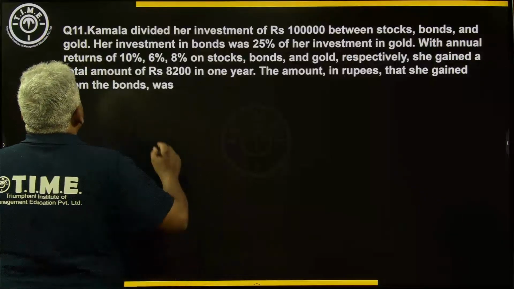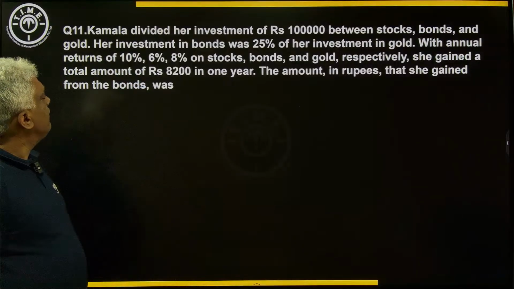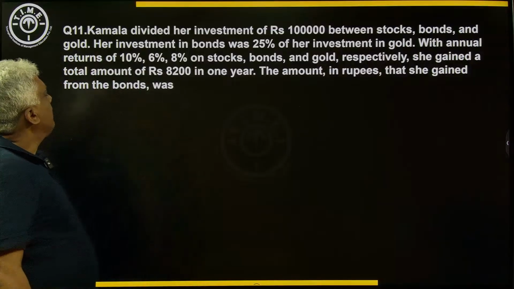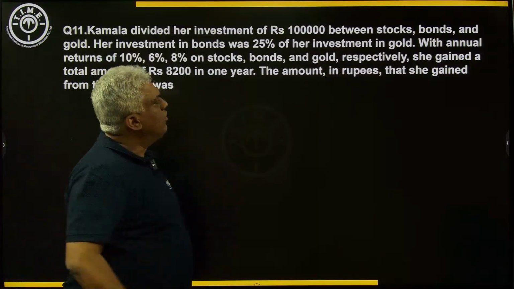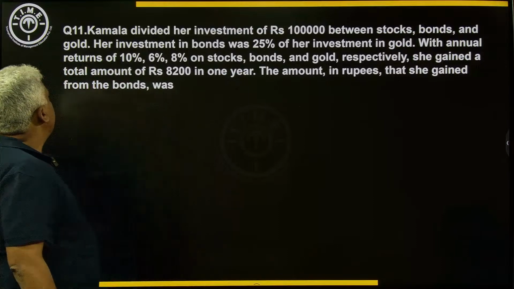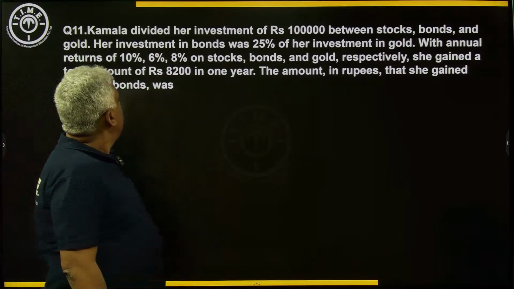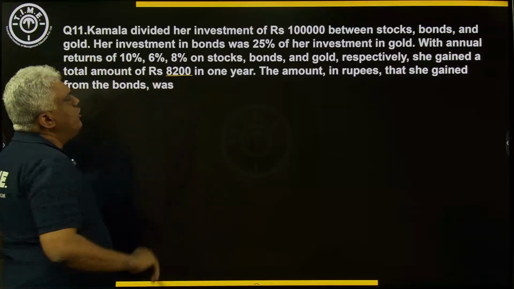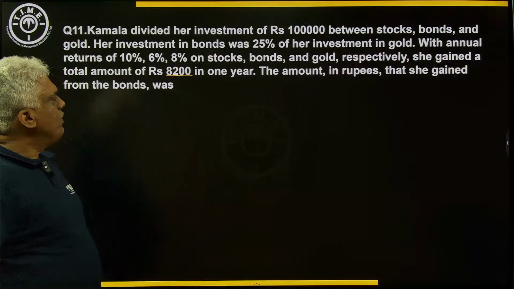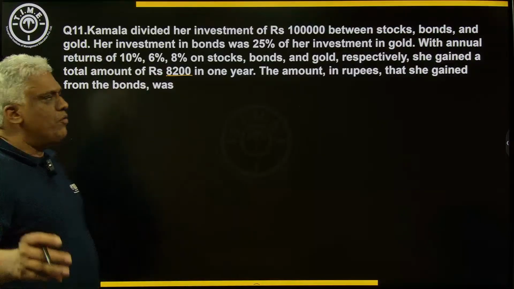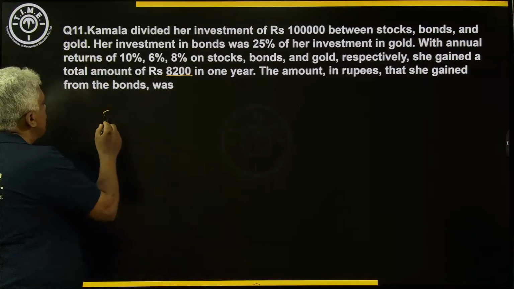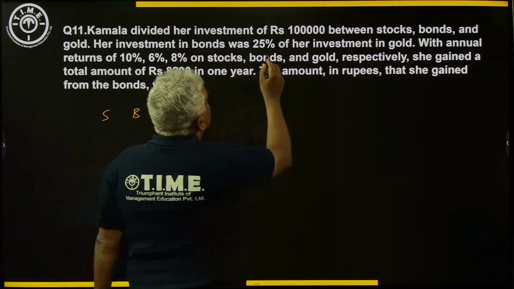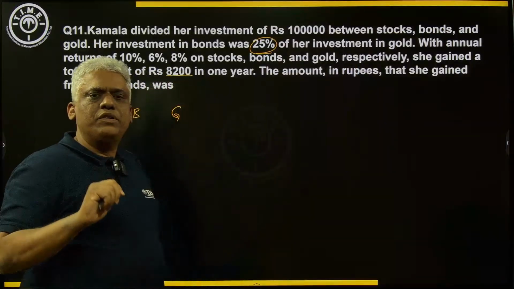So this question is: Kamla divided her investment of 1 lakh rupees between stocks, bonds, and gold. Her investment in bond was 25% of her investment in gold, with the annual return of 10%, 6%, 8% on stock, bond, and gold respectively. She gained a total of 8,200 in 1 year. The amount in rupees she gained from the bond was. Now, what we can do is see here stock, bond, and gold, right? Now, her investment in bond is 25% of the gold. 25% is what? 1 by 4.